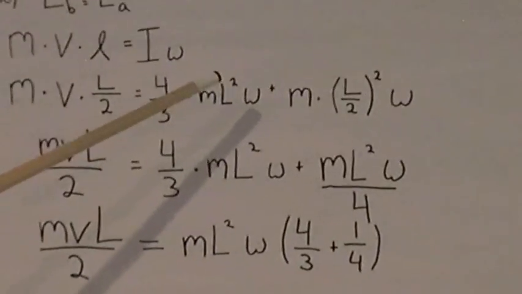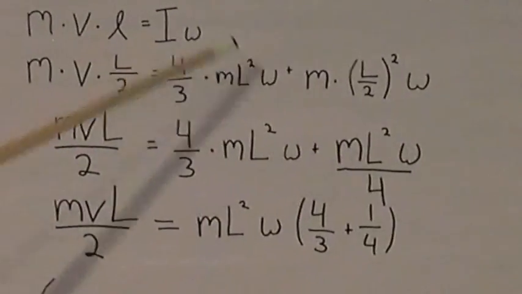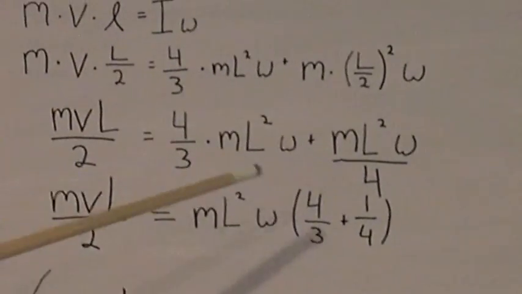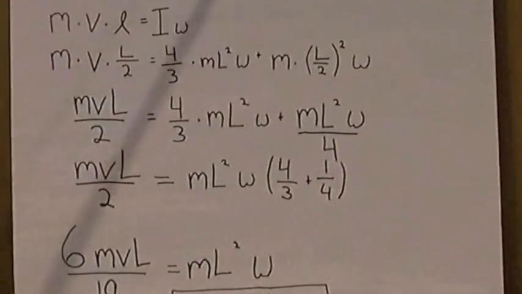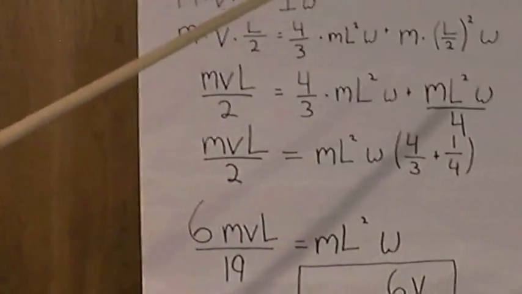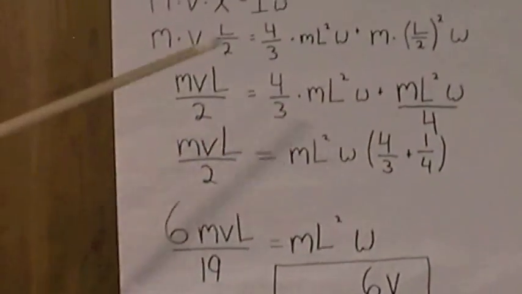The equation for the rod is 1/3 ml squared, and the mass is 4m, so that's why the 4 is there. But you also need to add mass times 1/2 of the length squared times omega, because that is the addition of the bullet that becomes embedded in the rod after. So after you set up this equation, you use your algebra to get down the problem.